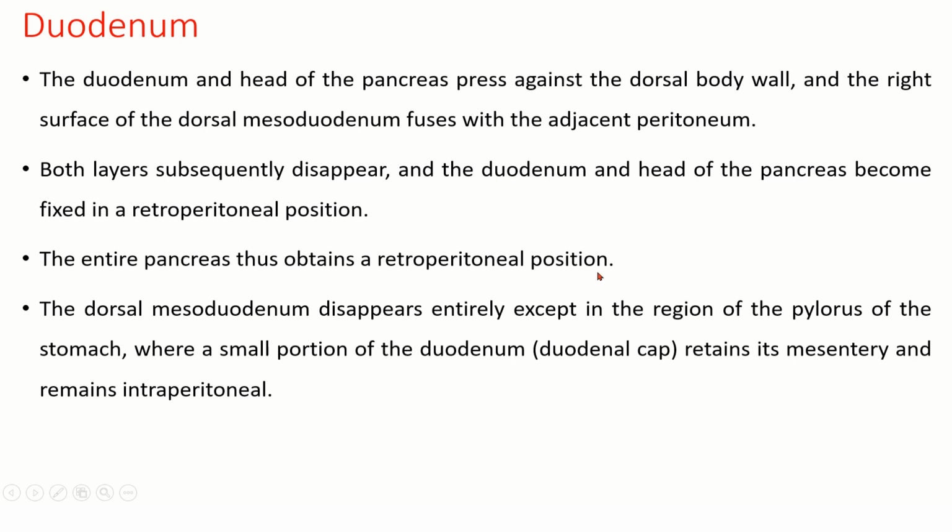The entire pancreas thus obtains a retroperitoneal position. The dorsal mesoduodenum disappears entirely except in the region of pylorus of the stomach, where a small portion of the duodenal cap retains its mesentery and remains intraperitoneal.